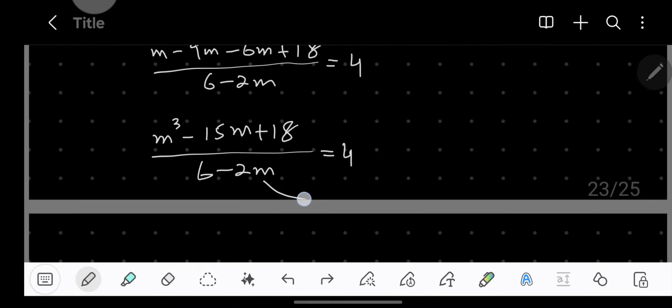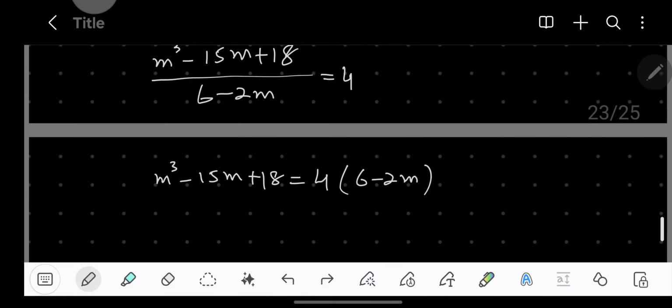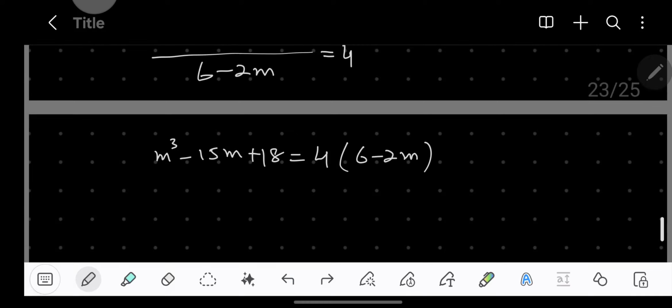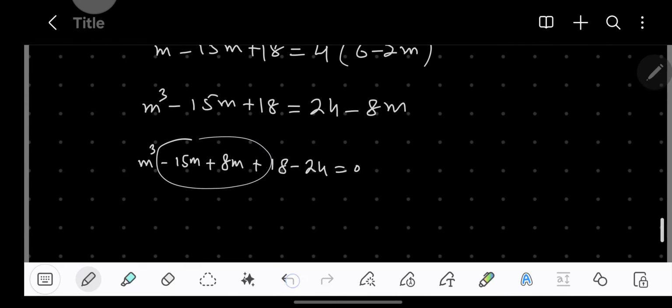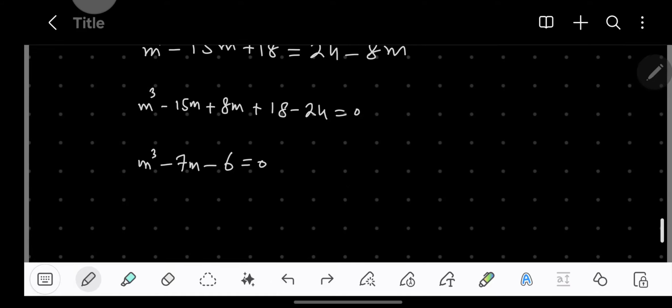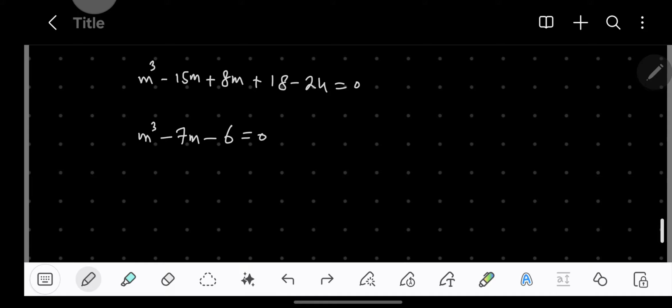Now if you take this to the other side, because this is in the denominator, it will multiply with 4, and if you multiply 4 inside, you will get this value. After taking all of the values to the left hand side and simplification, you will get m cube minus 7m minus 6. Now this is a cubic equation. We don't know how to solve it directly, but in order to solve it, we have to guess the first solution.